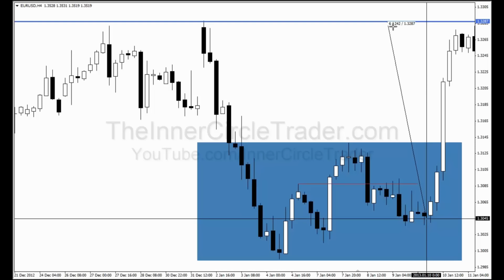So would you be willing to risk roughly 50 pips, just trading on a 4-hour basis, risk 50 pips to make 240 pips? Does that sound like a good reward to risk?